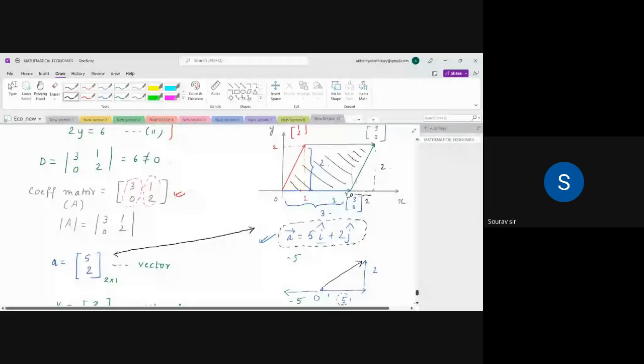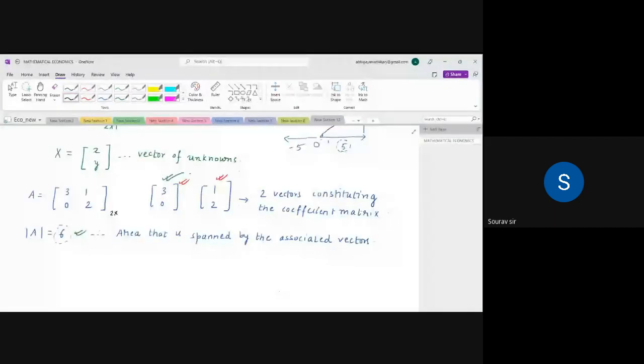So let me just recap this part once more. Have a look over here at this part. Can you see this 2 by 2 matrix, all of you? This 3, 0, 1, 2. This is a matrix, right? So the order is 2 cross 2. This 3 comma 0 is essentially the first column of the matrix, and this 1 comma 2 is essentially the second column of the matrix, right?